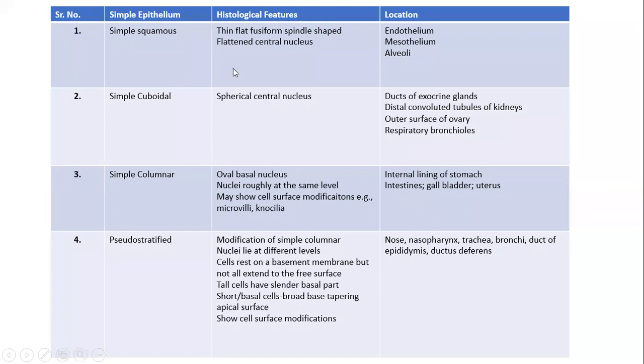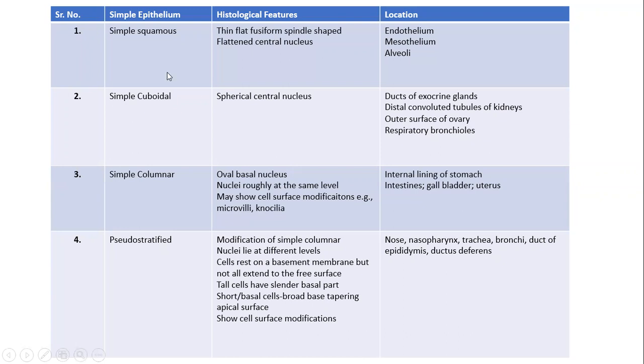This table represents the summarized histological features of the various types of simple epithelium, along with the location in which these types of epithelium are present. This table is really good in helping students to memorize the basic histological features that they are required to know and understand and memorize for their professional examination.